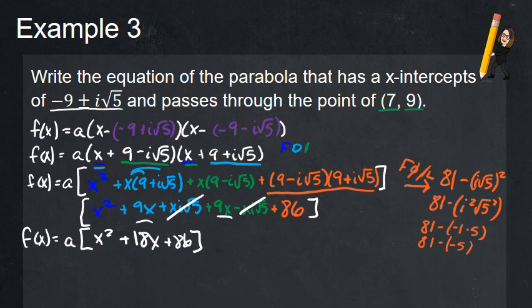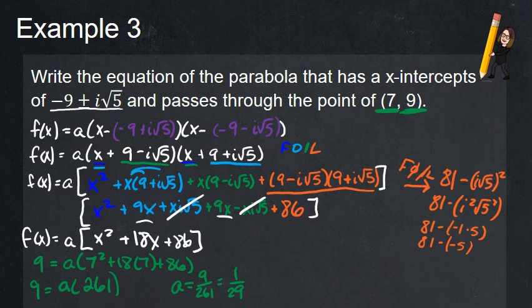So now I can deal with my 7 and my 9. Let's plug those in. We got 7 squared, 18 times 7 plus 86. So let's just take care of all of that in one shot. I got 261. And then if I divide, I've got a equals 9 over 261, which does reduce to 1/29.